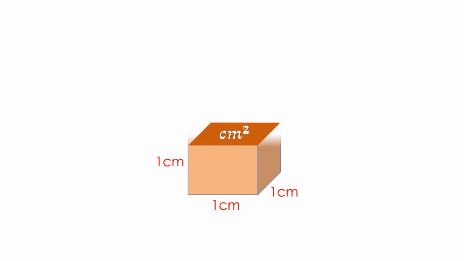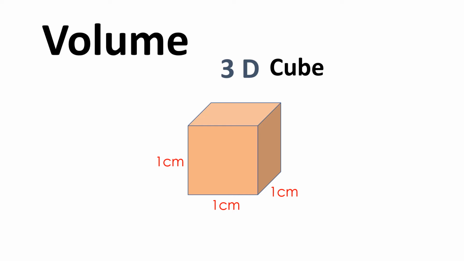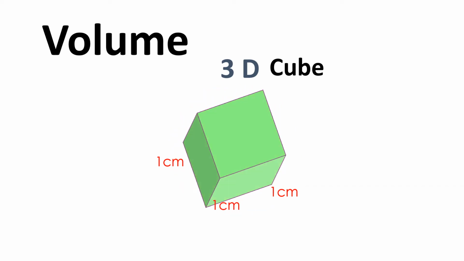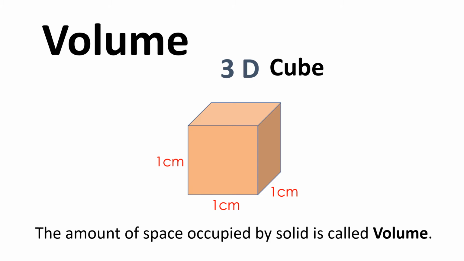We extend this two-dimensional square by distance 1 centimeter like this way, it forms a three-dimensional object called a cube. And to measure a three-dimensional object, we use the three-dimensional quantity called volume. So volume tells us how much three-dimensional space an object occupied. That means the amount of space occupied by a solid is called volume. But how much volume does the cube have?